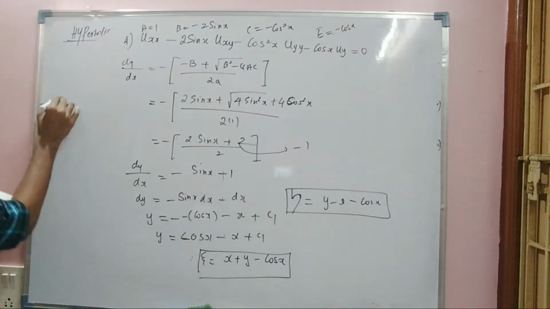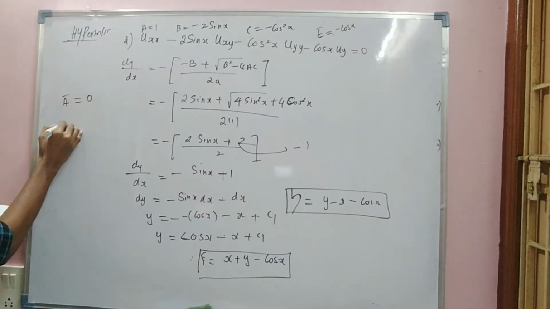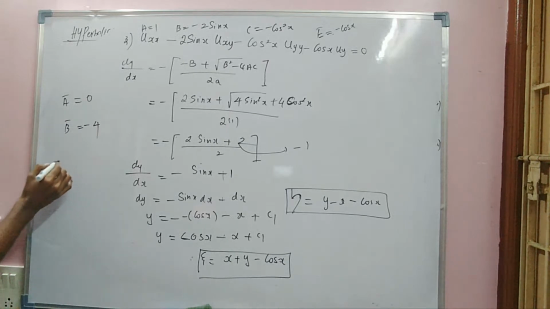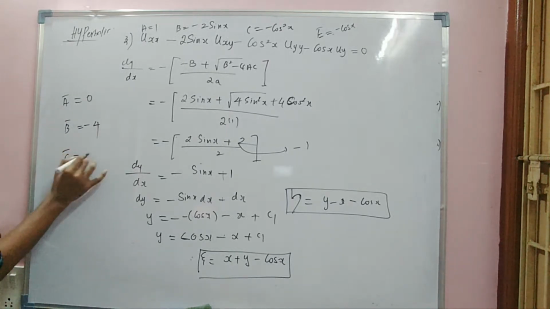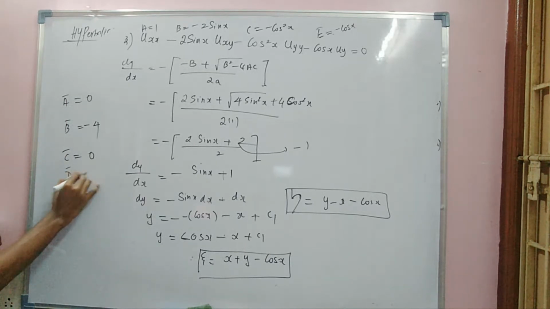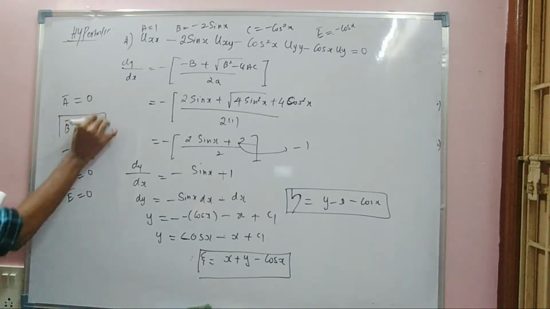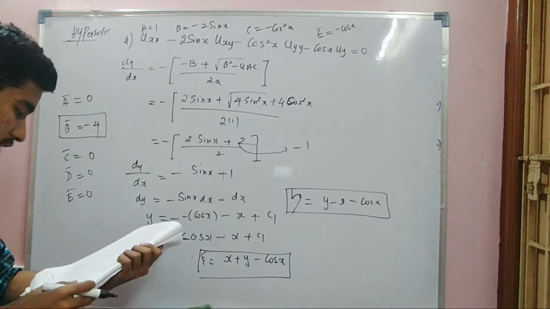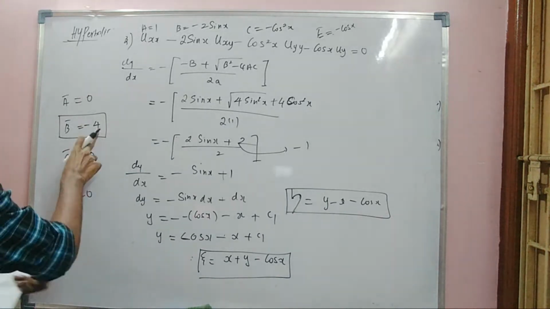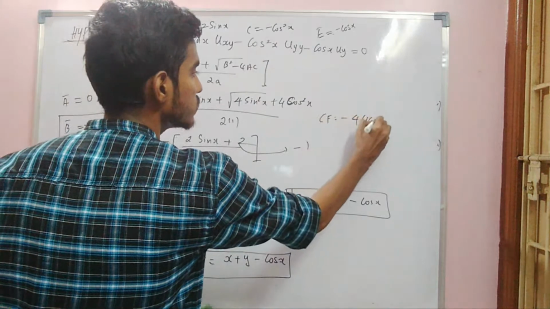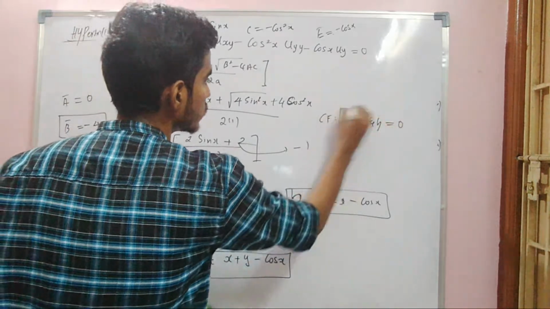So you will have a bar to be equal to 0, and you will have b bar to be minus 4. You will have c bar to be equal to 0. You will have d bar to be equal to 0, e bar to be equal to 0. So therefore the canonical form will be, we have only the coefficient for b bar. So the canonical form is minus 4 u theta eta is equal to 0.